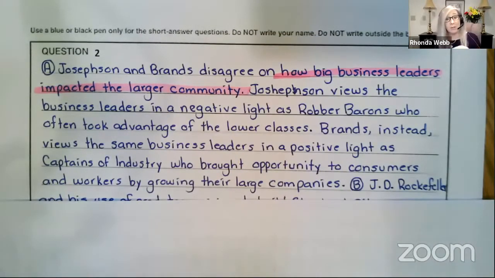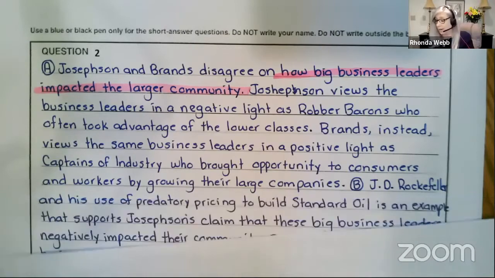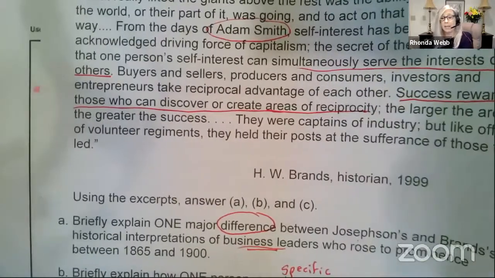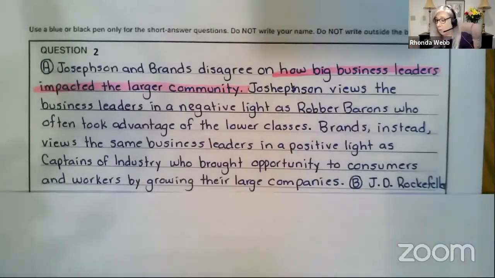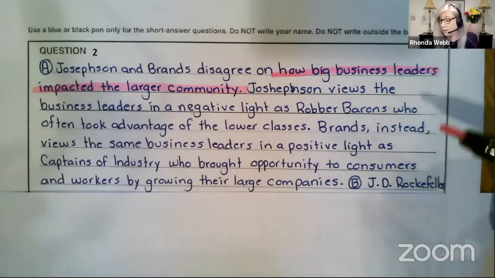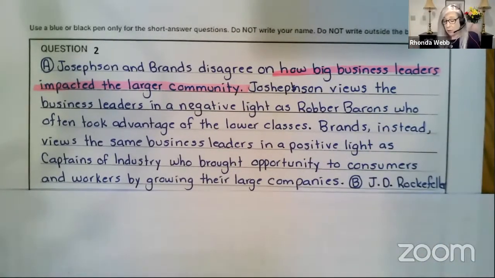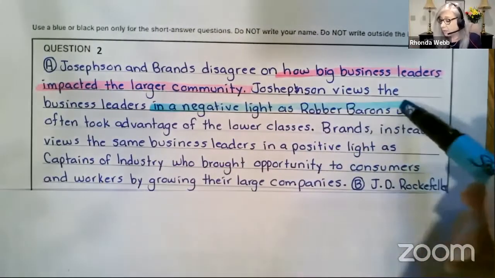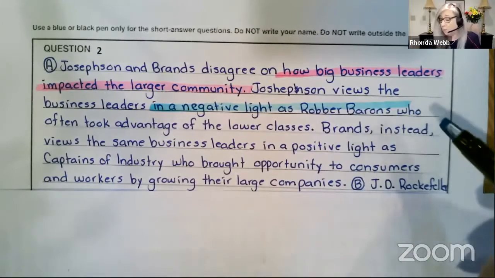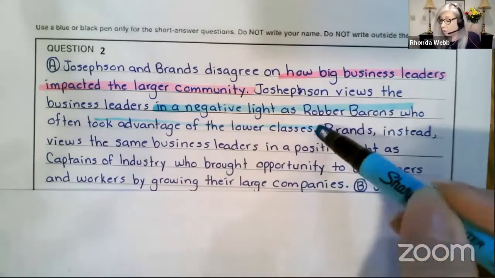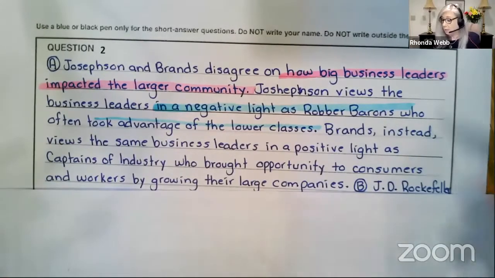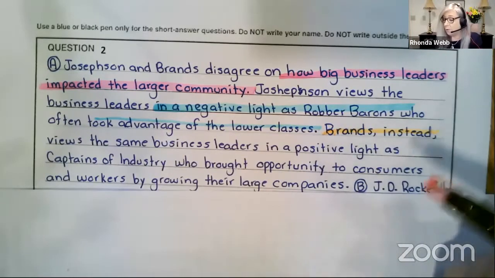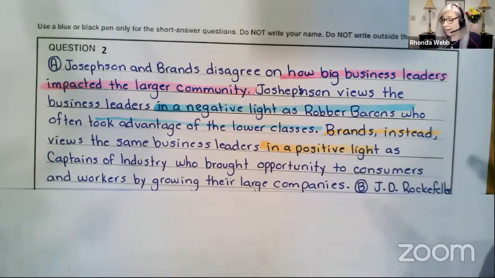Then my evidence for answer A, right? Go back to what the question asked. How do the two authors differ? And so I'm saying that they differ in how they view big business leaders impacting the community. Now I'm going to say what Josephson believes. Josephson views the business leaders in a negative light and as robber barons. And I need to explain that, who took advantage of the lower classes. Brands instead, and notice I'm saying instead here because this is something that he does differently, views the same business leaders in a positive light as captains of industry.